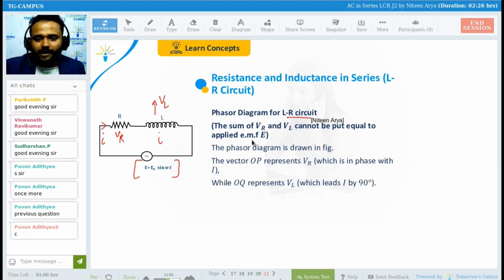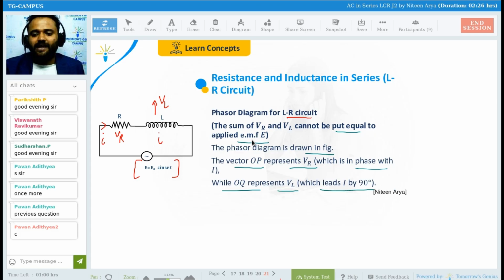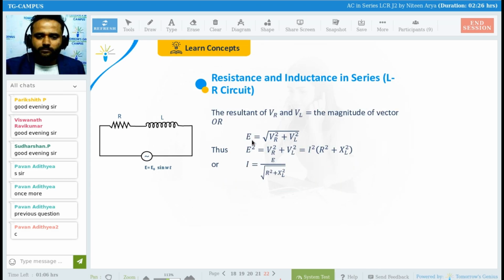But the phasor diagram for the LR circuit. What we are going to discuss: the sum of VR and VL cannot be put equal to the applied EMF. Why so? Because it is going to be somehow more, somehow less. The phasor diagram is drawn in the next figure. The vector OP represents VR, which is in phase with I, while OQ represents VL, which leads I by 90 degrees.